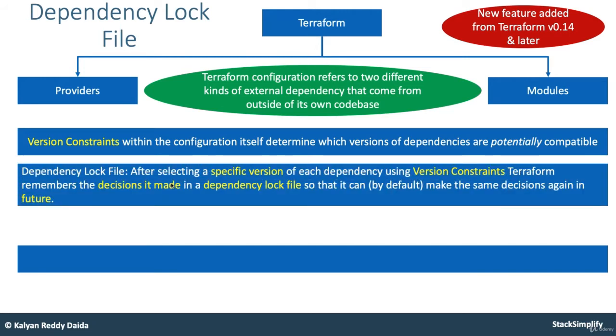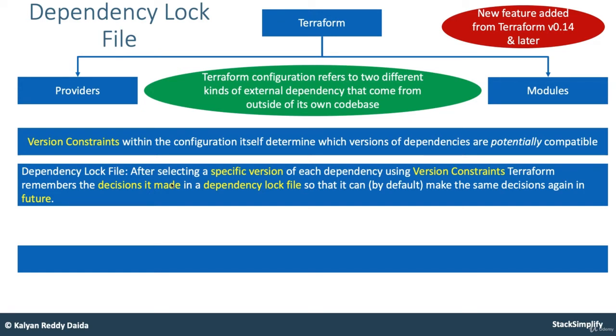So what does the dependency lock file do? After selecting a specific version of each dependency using version constraints, Terraform remembers the decision it made in a dependency lock file so that it can by default make the same decision again in future. This file will be checked into our GitHub repositories or wherever, so that as part of our working folder and Terraform configuration files, this file also becomes our default choice there.